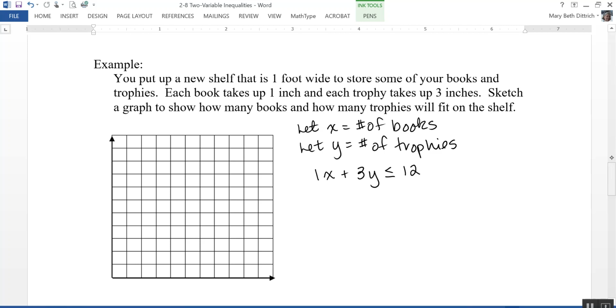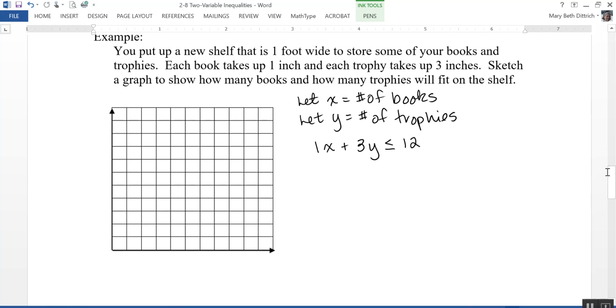So let's go ahead and I'm going to bring this down a little bit more. Let's label our axes. So down here, I'm going to have books. And I'll just go ahead and number these 2, 4, 6, 8, 10. And over here, I will have trophies.